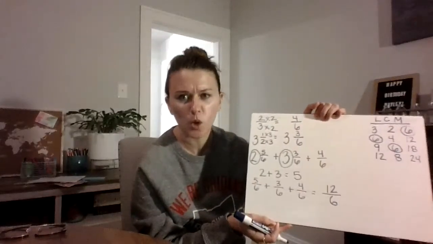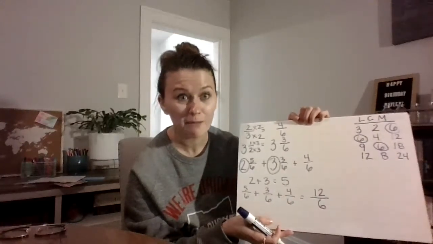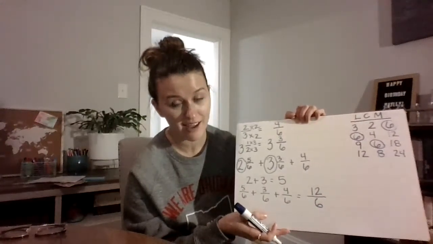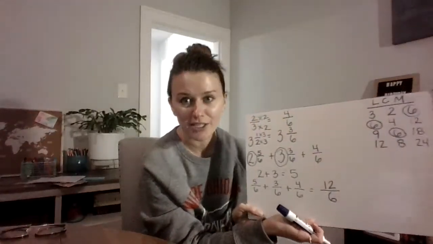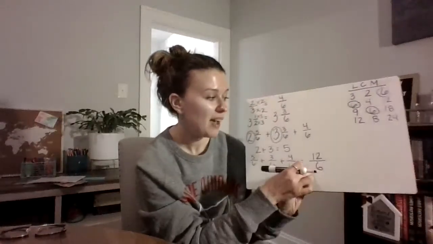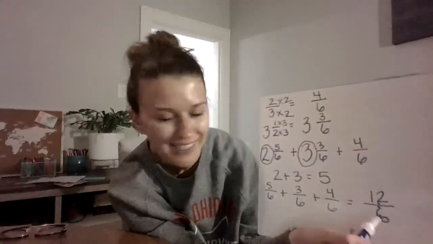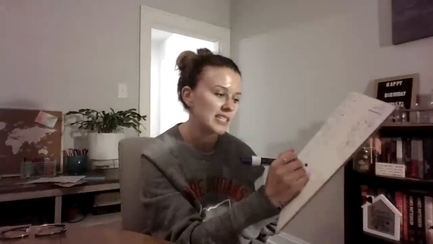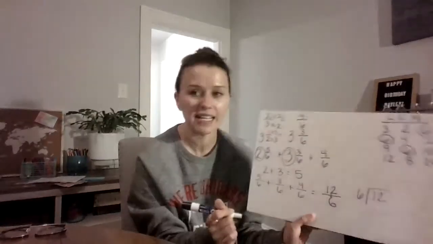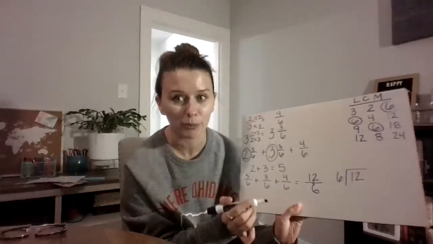So I have 12/6. Ooh, but I noticed something. My numerator is larger than my denominator. Uh-oh, that means I have an improper fraction. And I need to turn my improper fraction into a mixed number. To do that, I can look at this fraction bar like a division symbol. And I don't know if you can see, I actually wrote the dots so it would look like a division sign. So I'm going to take 12 divided by 6 to come up with a mixed number that's equal to that improper fraction.